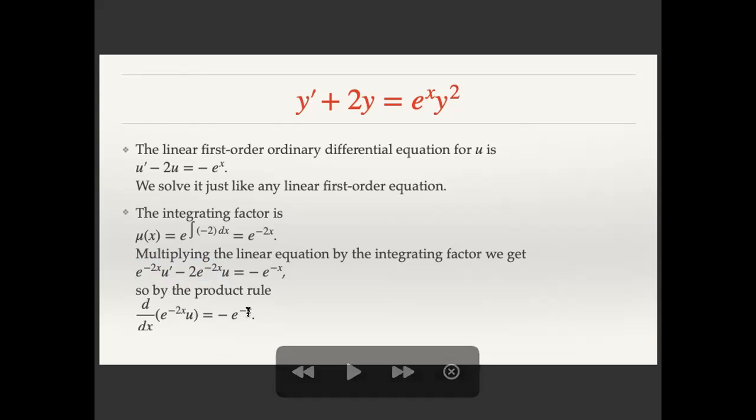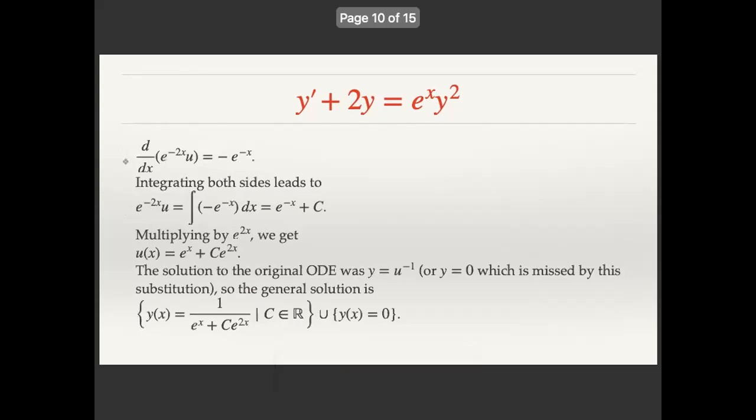So this derivative is minus e to the minus x. So why is it only e to the minus x here? Because we took e to the x and we multiplied it by e to the minus 2x, and we got e to the minus x. Okay, hopefully this is clear enough. So now let's get on with this on the next page.